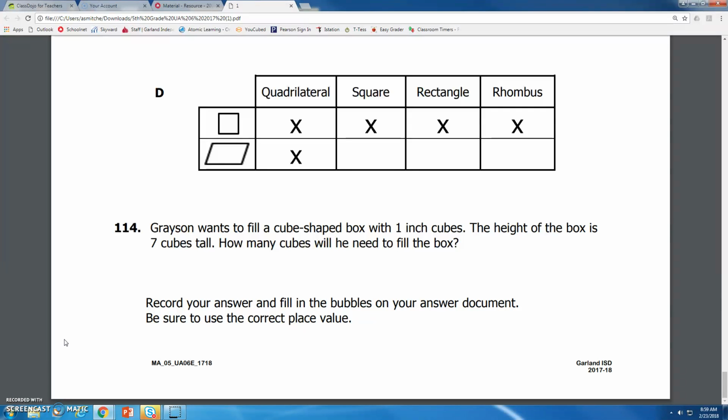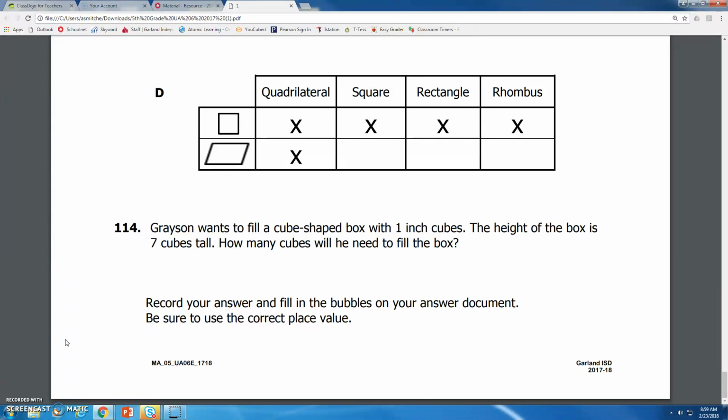Make sure to bubble it in on Gridable 114. Grayson wants to fill a cube-shaped box with 1-inch cubes. The height of the box is 7 cubes tall. How many cubes will he need to fill the box? Record your answer and fill in the bubbles on your answer document. Be sure to use the correct place value.